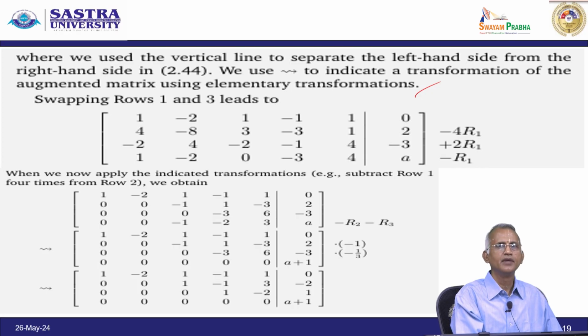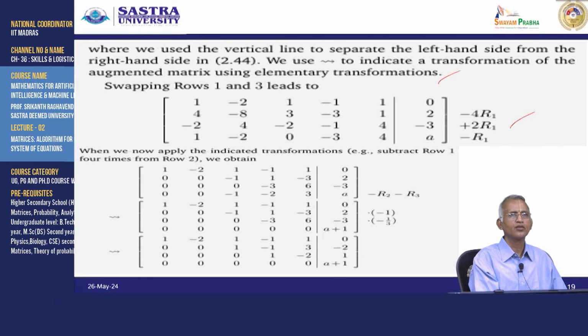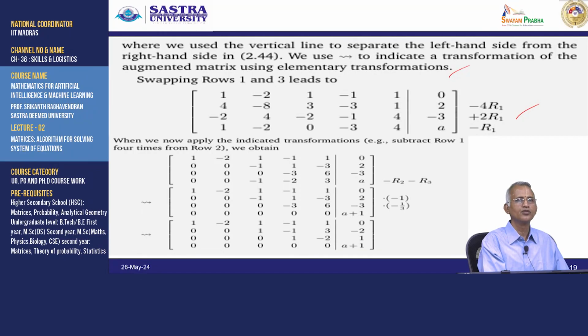After that, multiply R1 by minus 4 and plus 2 into R1, and the last row minus R1. Like that you have to do, so that the resultant will come. Now, we apply the indicated transformation, subtract row 1 four times from row 2, and then we obtain what? R minus R1 minus R3 of the last equation, you can get it.